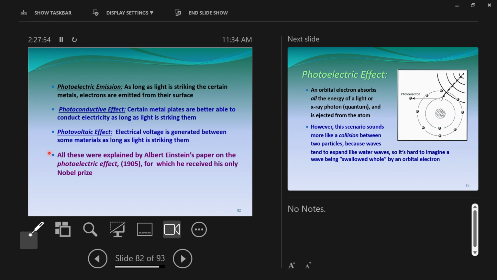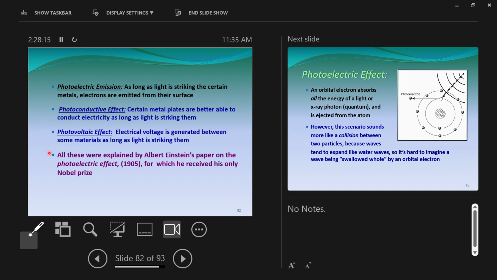1905 was what was called Albert Einstein's miracle year. He doesn't invent his theories of gravity till 1915, but in 1905 he does all this amazing stuff. He later wins a Nobel Prize, interestingly not for relativity, which is what he's best known for. He wins his Nobel Prize for this, the photoelectric effect, because it was the start of quantum theory.